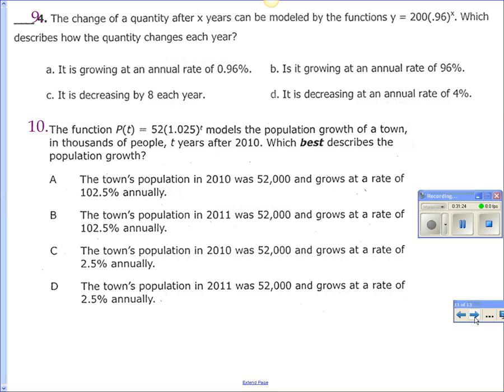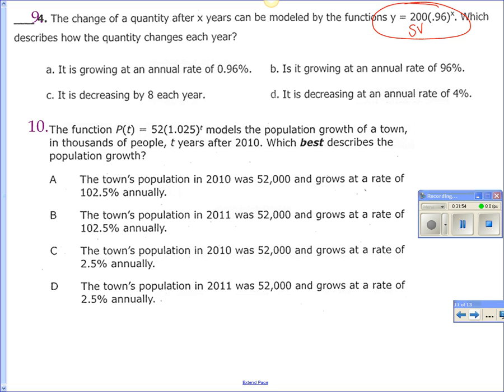Last 3. All right, the change of a quantity after x years can be modeled by the function y equals 200(.96)^x, which describes how the quantity changes over time. Okay, everybody circle the y equals for me. Before we read the answer choices, let's label what we know. What do I know about the 200? It's the starting value, so I'm going to put that. It'll take me 1 second.